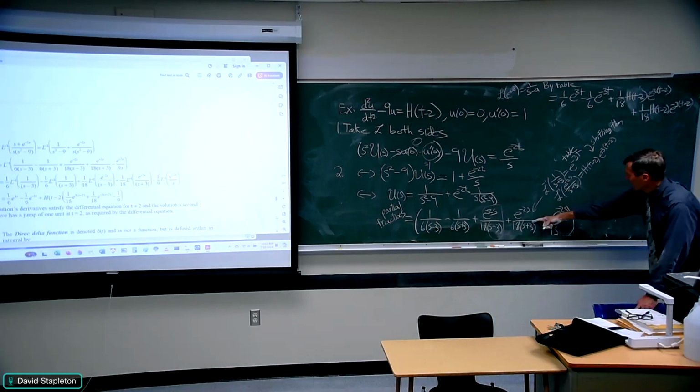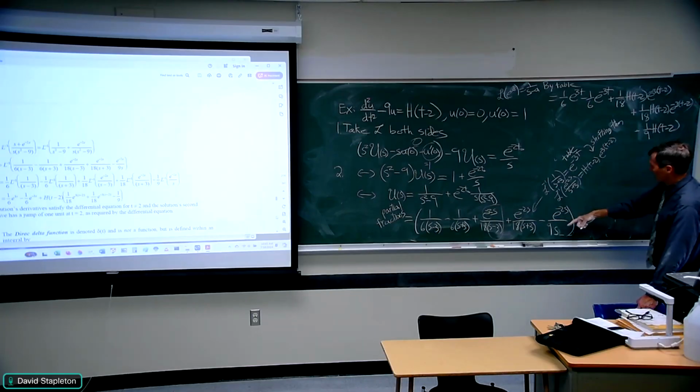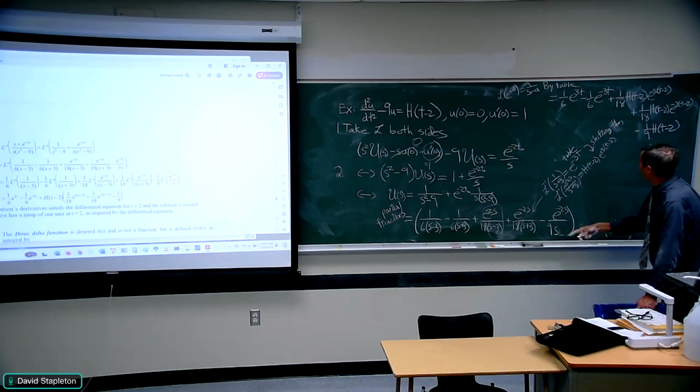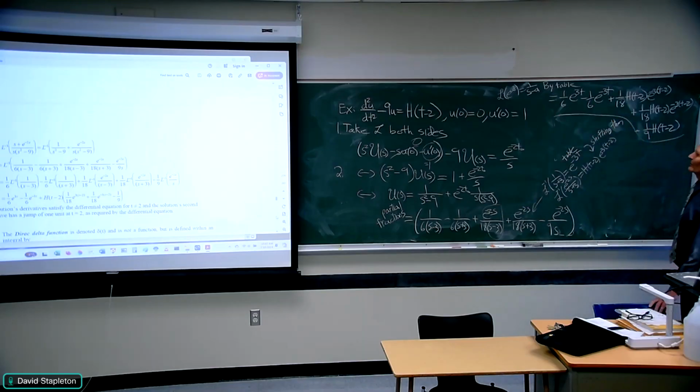That's this one. And then this one, 1 over s is the transform of 1, but the e to the minus 2s over s is the transform of h of t minus 2. So this is plus minus 1/9 h of t minus 2. That's the inverse transform of e to the minus 2s over s, we recall. There we go. So there's the solution to this problem.